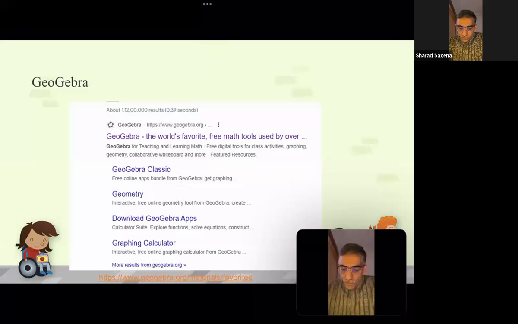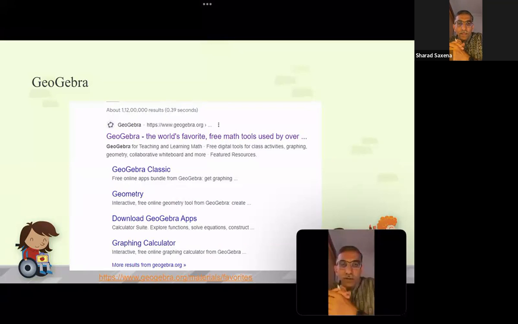Sure. So let me introduce. This is an open source tool made by Google, and this has got a rich repository of tools to teach mathematics and physics and whatnot.